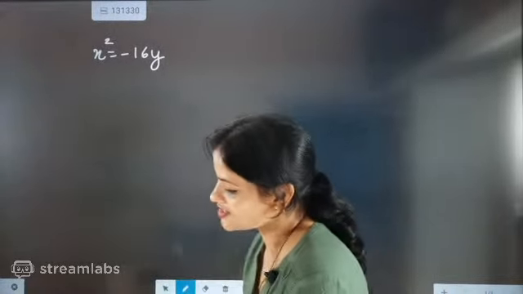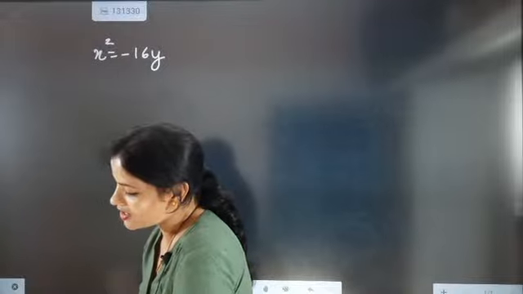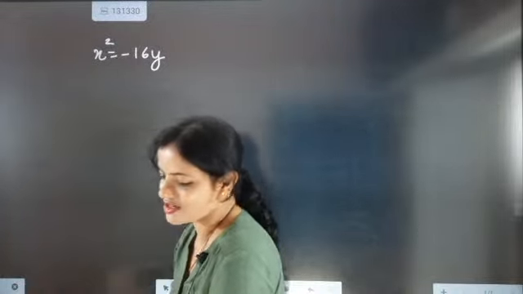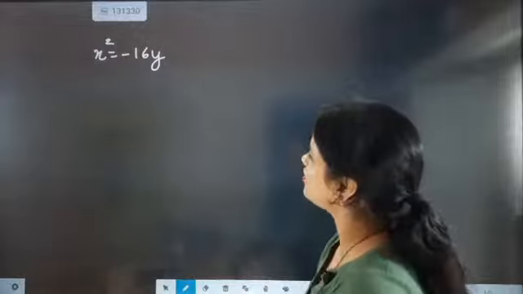Directrix equation. Kritika has given, okay, focus point is given as 0 comma 4. Latus rectum is 16. This is what I want from my children. Always be at the top.